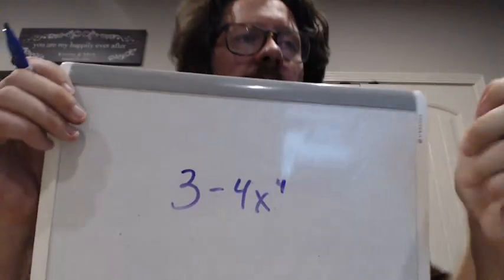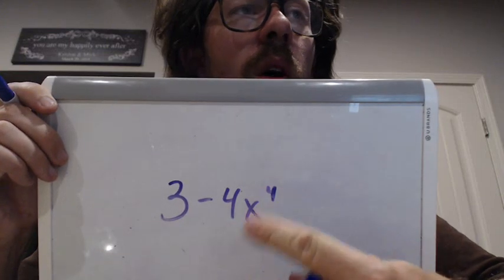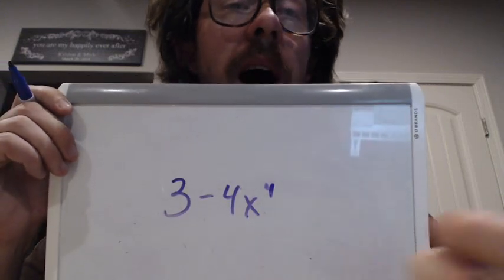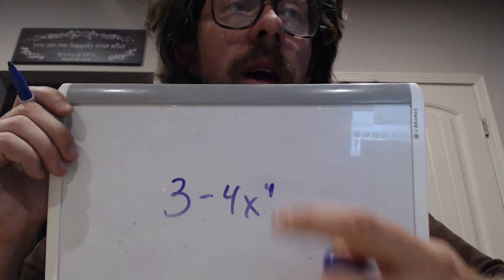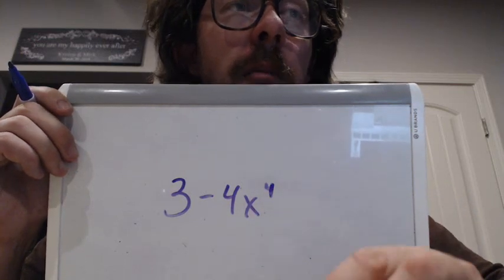3 minus 4x to the fourth, right? 3 minus 4x to the fourth. Well, this has two terms, right? So we call it a binomial. And it has a degree of 4, so we call it a quartic binomial.